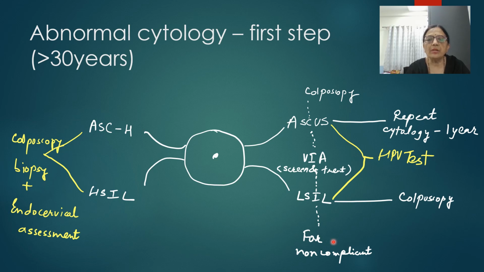But whenever there is non-compliance, then for ASCUS, we can directly go for colposcopy, or for VIA screen and treat, and LSIL also we can go for screen and treat. So VIA is mainly where you see the acetowhite area and take care of it in the same sitting by doing the ablation. That is screen and treat approach.